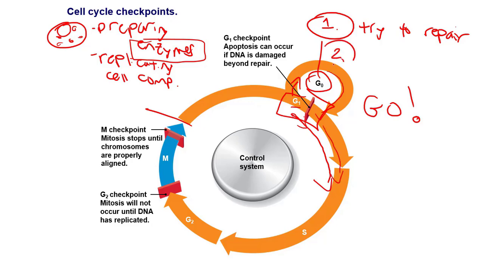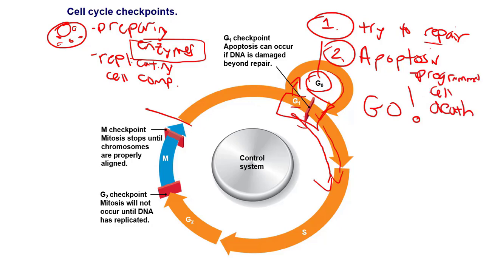But sometimes it doesn't get repaired. Haven't you guys had that car that just kept having problems and you kept putting money into it and nothing you could do would repair that car? So what did you have to do with that car? You had to get rid of it. So the same thing with the cell. If the cell can't repair, then it might do something called apoptosis, which is basically programmed cell death. And basically what that means is the cell will destroy itself so that it doesn't replicate.